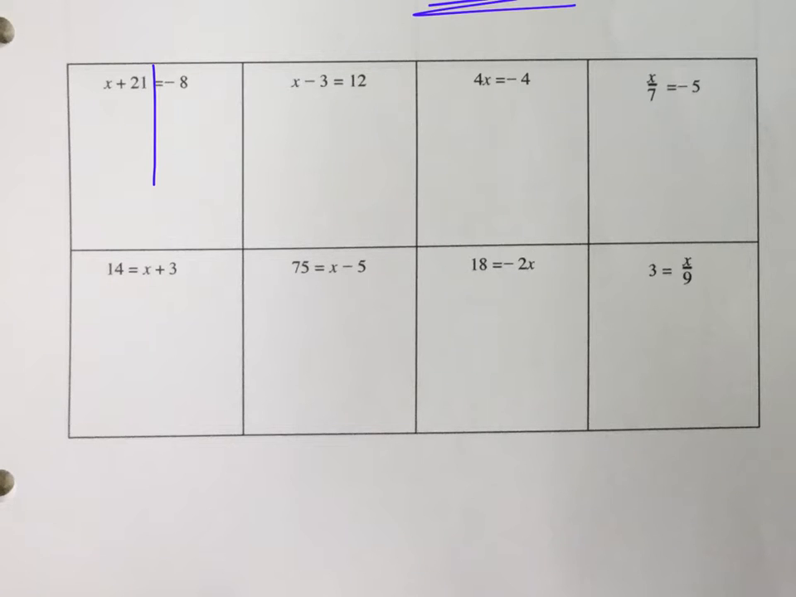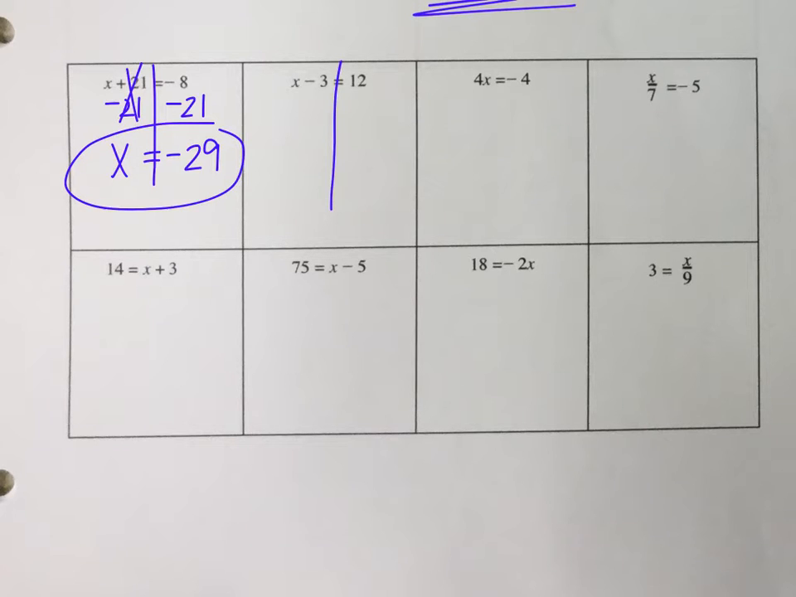X plus 21 equals -8. So we're trying to get the X all by himself on the left side, so we need to move that plus 21. What's the opposite of addition? Subtraction, minus 21. -8 minus 21. That goes away. On the left side I have X. -8 minus 21 is -29. So that's your answer. X equals -29.